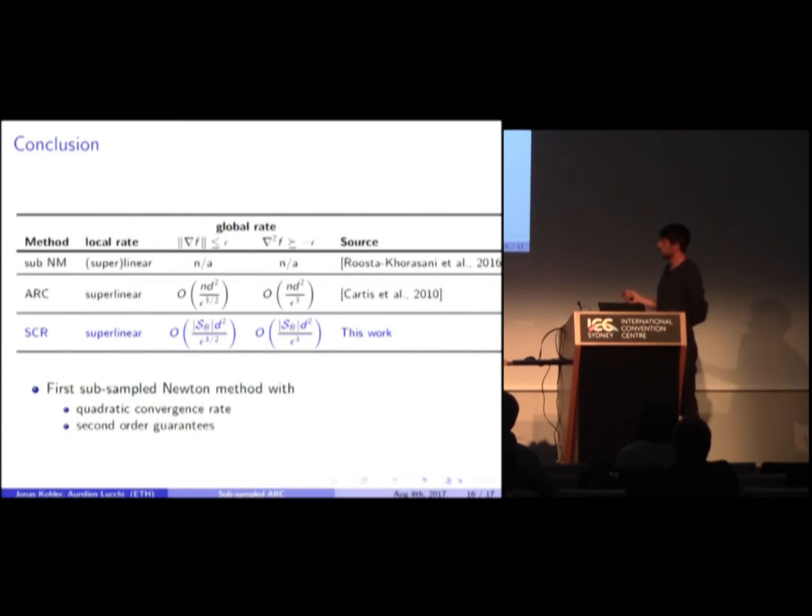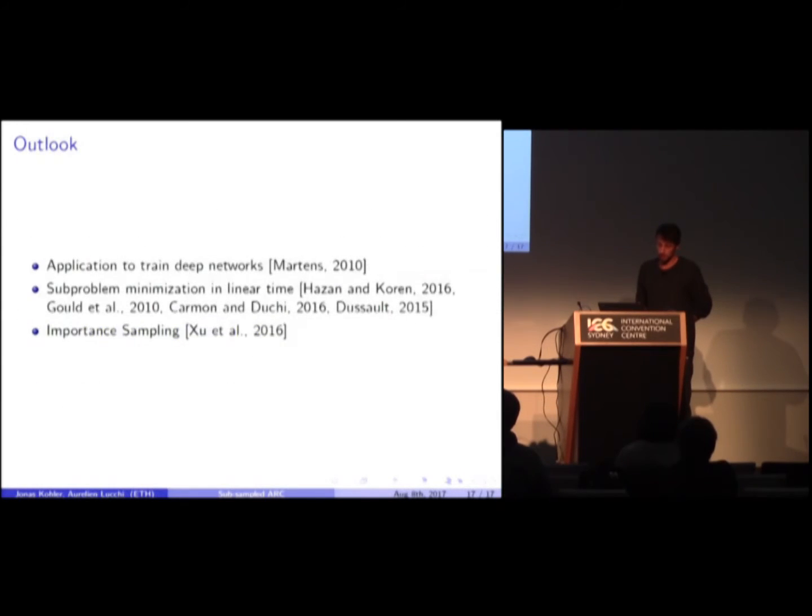Yeah, conclusion and outlook. As I said, we reduced the iteration complexity from nd squared to average sample size times d squared. We think that this is the first subsample Newton method that has a quadratic local convergence. It's one of the first stochastic trust region or cubic regularization methods, and it has second order guarantees.